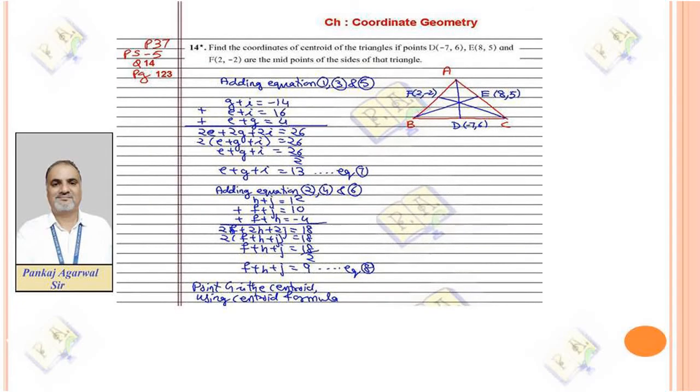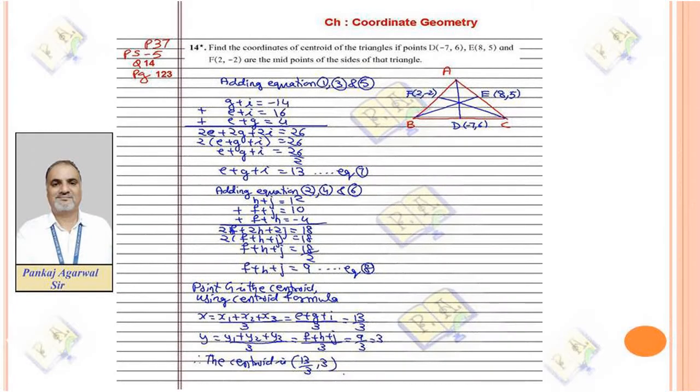Now point G is the centroid, so using centroid formula, x is equal to x1 plus x2 plus x3 whole upon 3, that is e plus g plus i whole upon 3, it is 13 upon 3. Y coordinate will be y1 plus y2 plus y3 whole upon 3, that will be equal to f plus h plus j whole upon 3, which is equal to 9 upon 3. We got the value of 3. Therefore, the centroid of the triangle is coordinate 13 upon 3, comma 3.